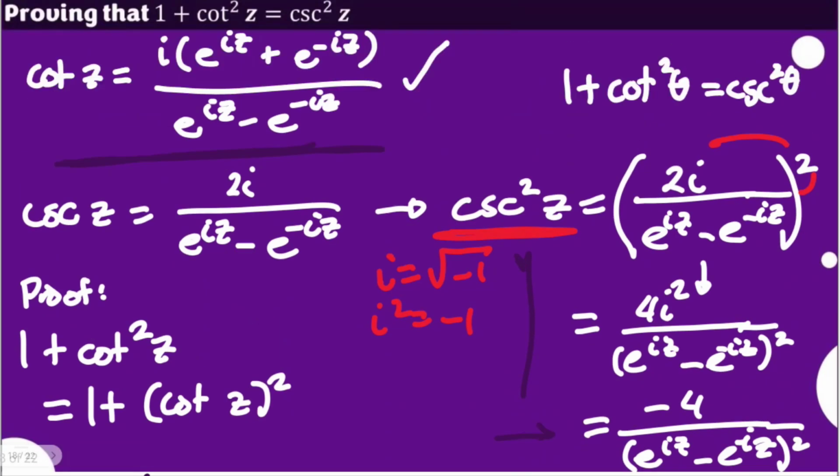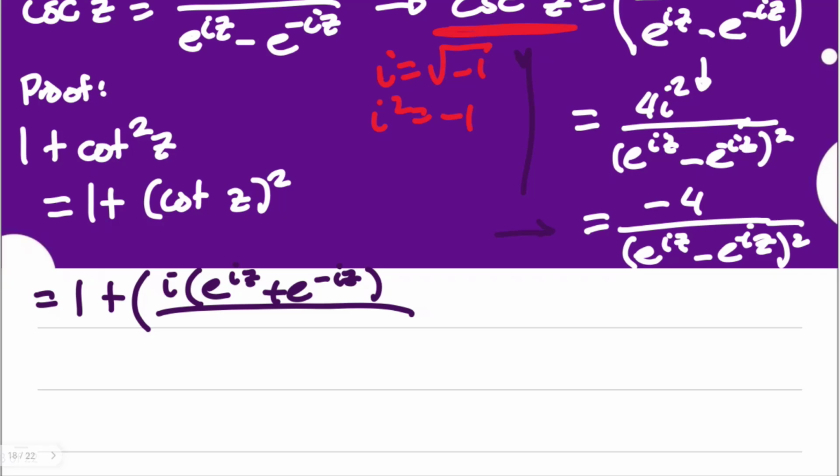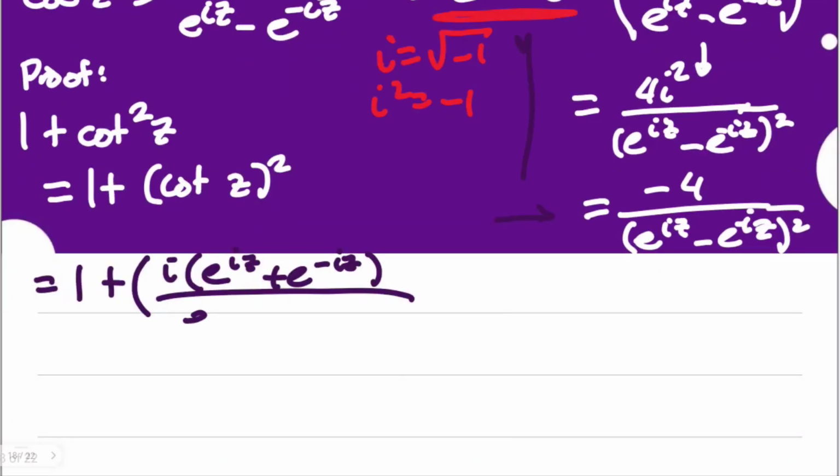That's actually i times e to the power of iz plus e to the power of negative iz. So all over, we have here the denominator e to the power of iz minus e to the power of negative iz. And you're squaring that because that's the square of cotangent z.